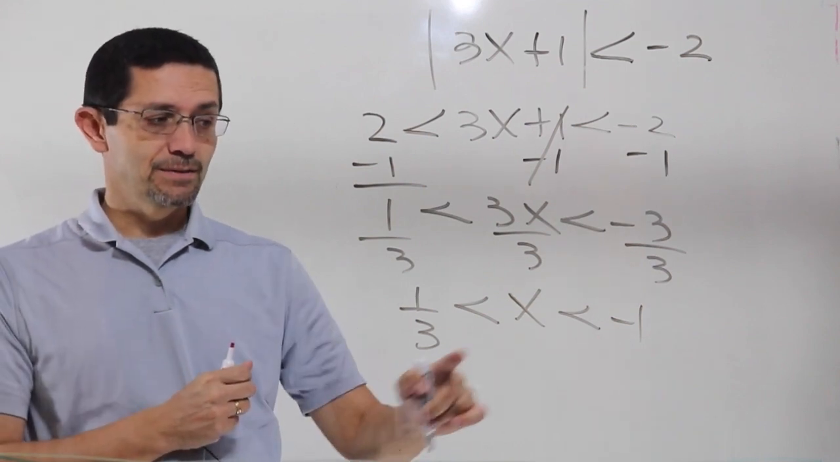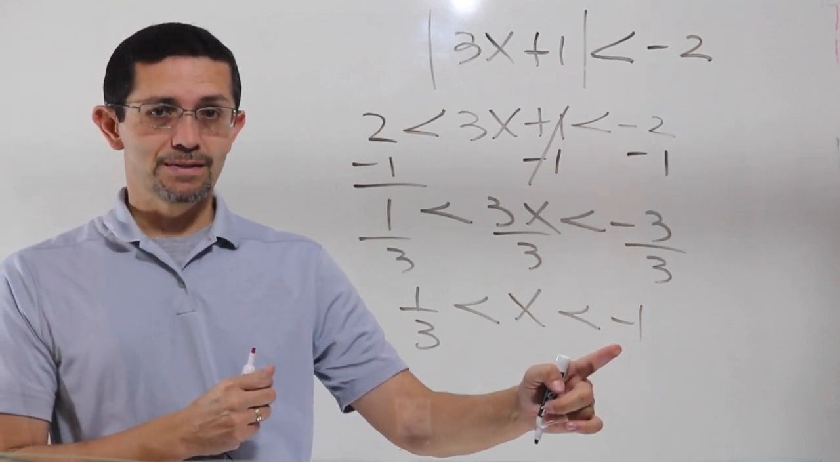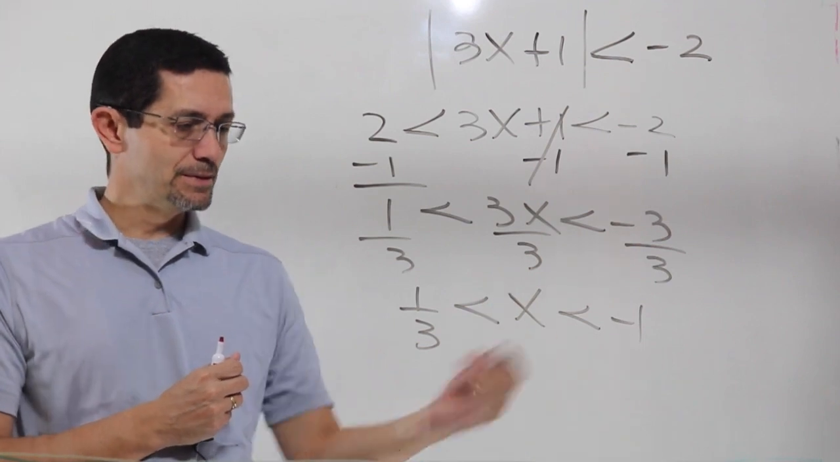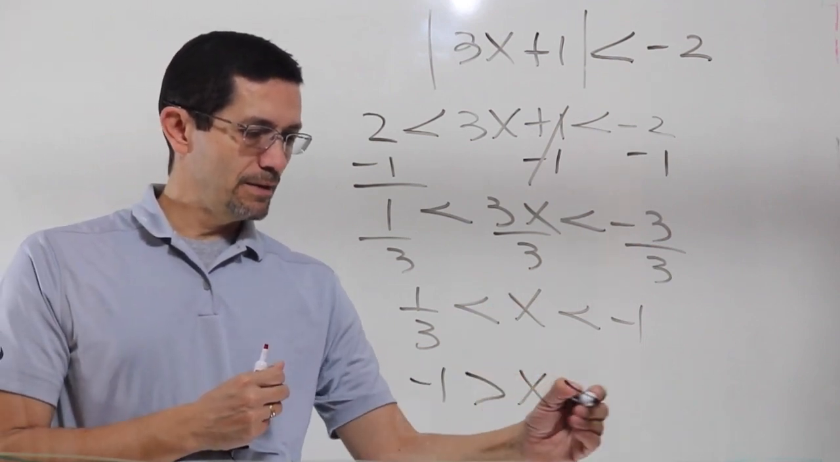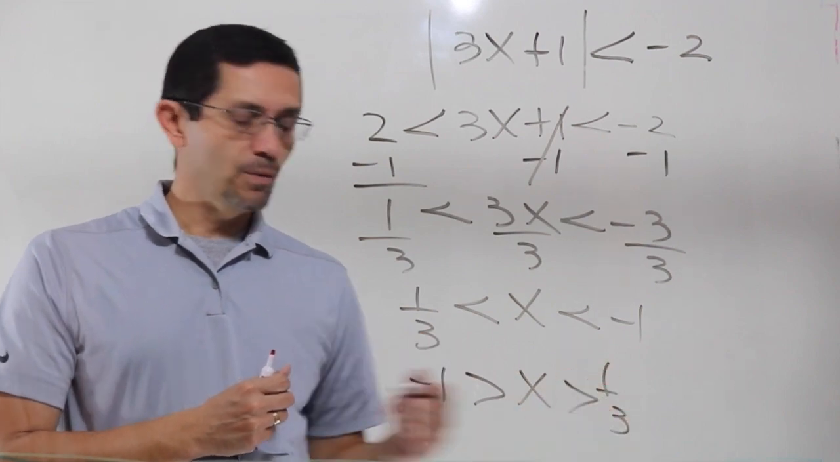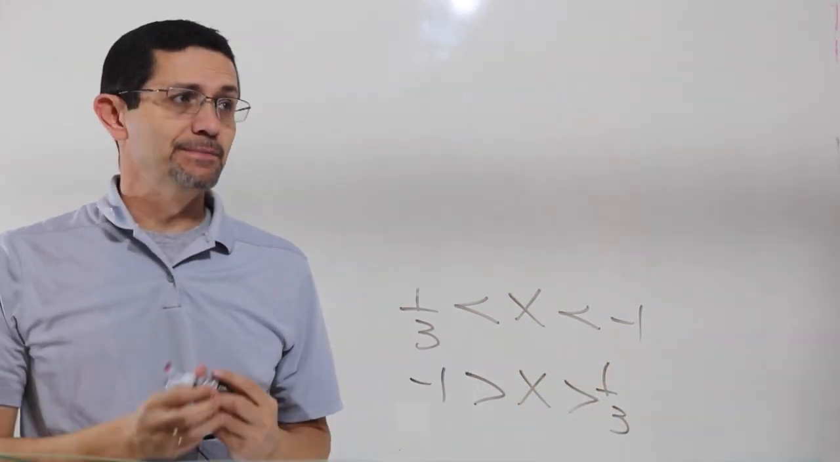As you notice, the negative number is on the right side, so it does not make sense. So I got to flip this. So I have negative 1 is greater than x, which is greater than 1/3. So let's graph this.